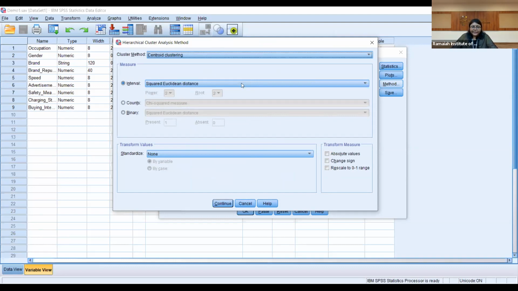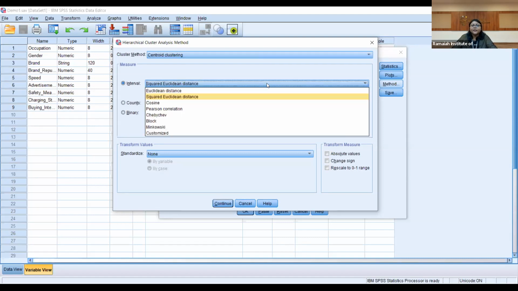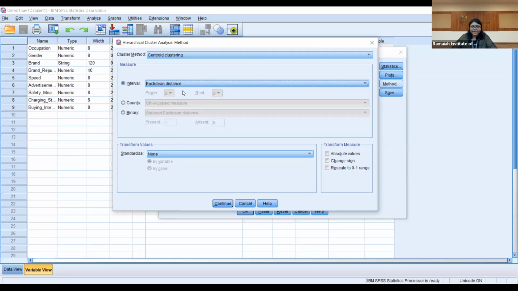Now again, based on your data, if you are having an interval data or if you are having a binary data, you can also choose your measure. Now in this case it's the interval data. So here you have this Euclidean distance, squared Euclidean distance. This is the simple square of your Euclidean distance. Then the cosine theta distance. Then this is a normal correlation, the Chebyshev distance. Then Minkowski distance. This block is same as your chess. So these are some of the methods that we already discussed. So based on this, the most used in this case is this Euclidean distance. So let us consider that only.